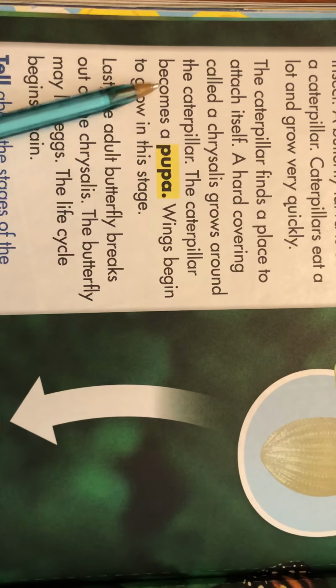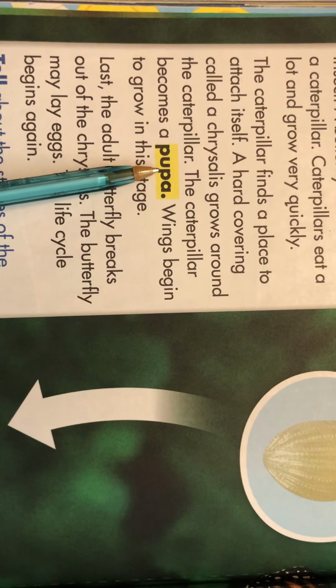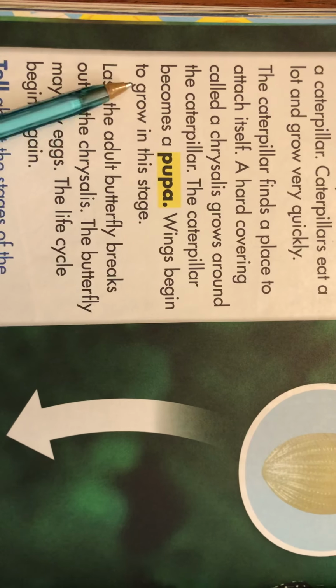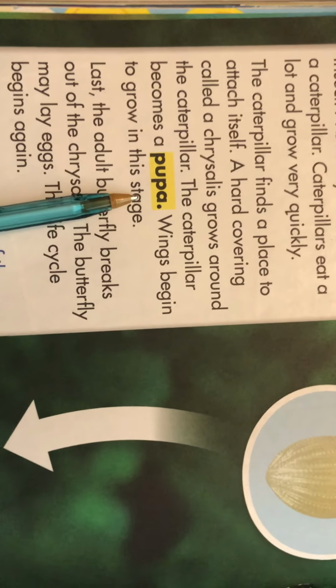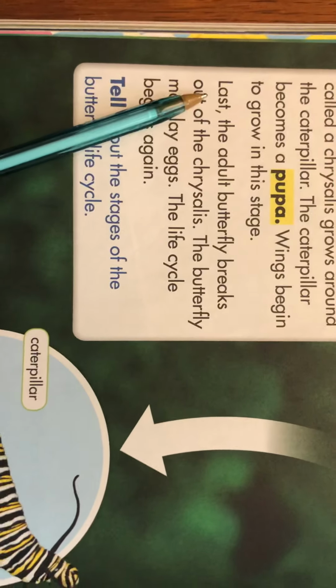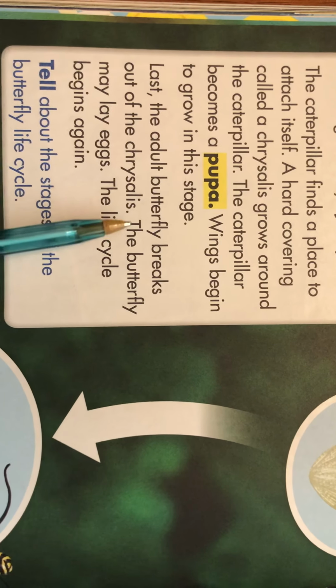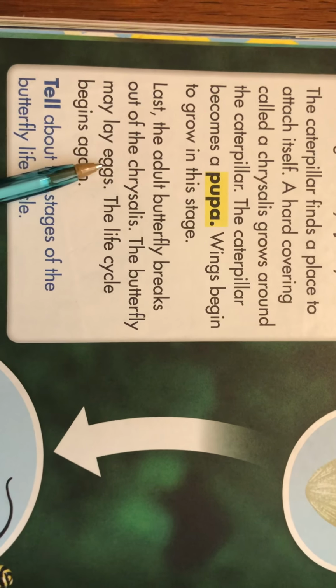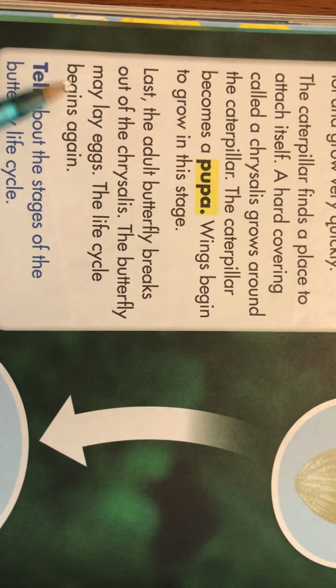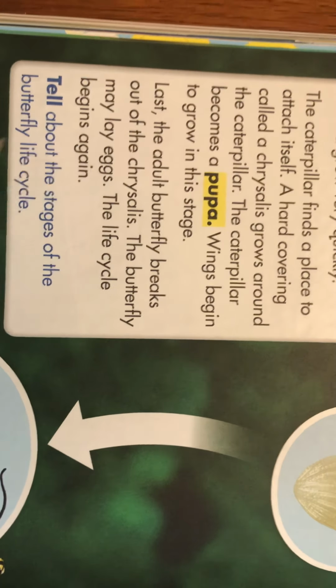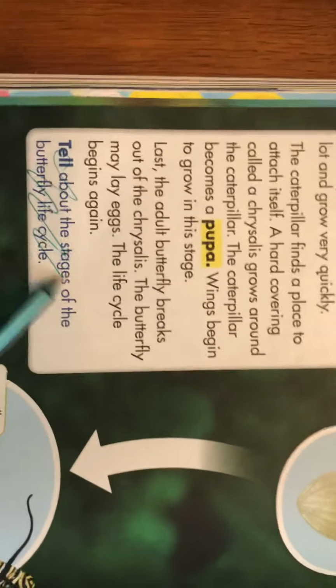The caterpillar becomes a pupa. Wings begin to grow in this stage. Last, the adult butterfly breaks out of the chrysalis. The butterfly may lay eggs. The life cycle begins again. I don't want you to do this. You don't need to do that. Please don't do that.